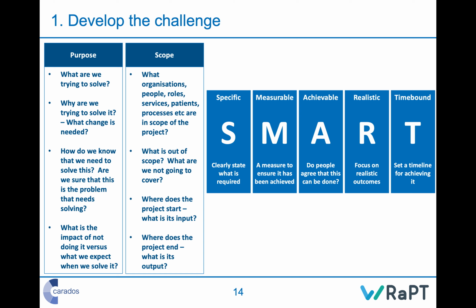Now, on the right hand side, you'll probably recognise this: specific, measurable, achievable, realistic, and time bound, the SMART objectives. And it is certainly worth thinking about, what are your goals, what are your objectives that you want to achieve through this program. And that means you need to be able to be specific about them, clearly state what's required. You need to know that they can be measured and make sure you've identified what that measure is. You need to make sure that people agree that this can be done. You need to focus on something that is realistic in terms of outcomes, and you need to set a timeline for achieving it.